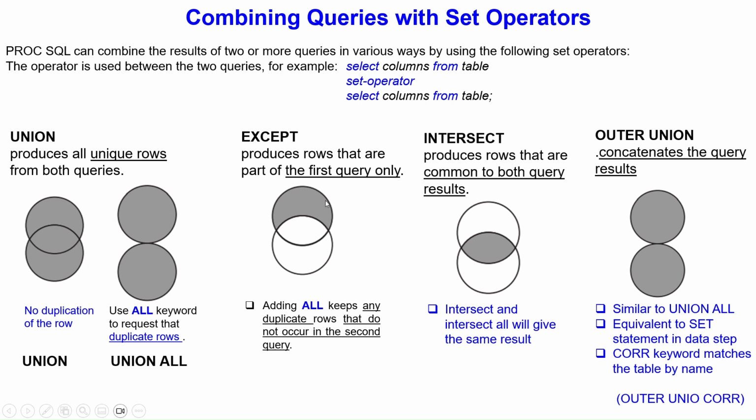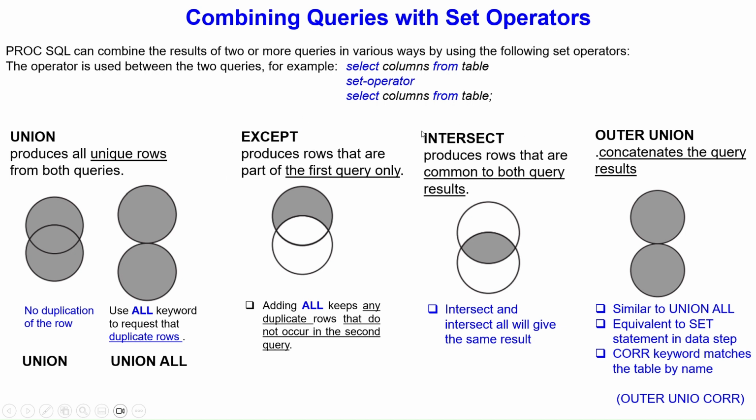If you are using the except operator, it produces rows that are part of the first query only. Suppose this is data one and below it is data two. It only includes the first query, excluding whatever is common to both data sets, as well as the rows present only in the second table. If you include ALL with except, as except all, it will also include the duplicate rows. Otherwise, it will exclude the duplicate rows. So you have to remember to use except or except all.